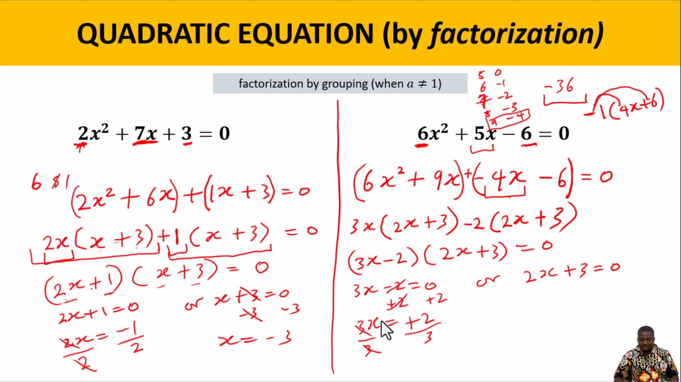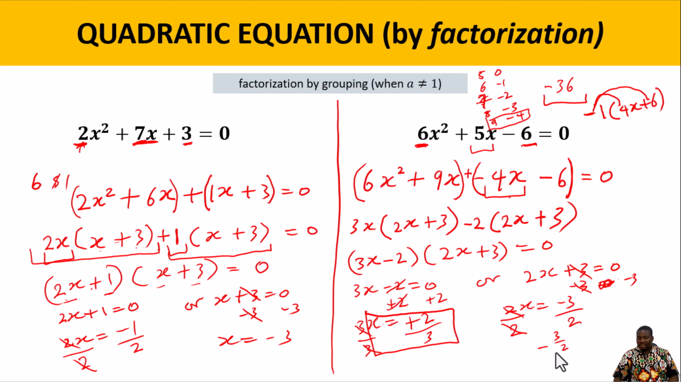So x equals 2 over 3. Can ignore the positive. So here we subtract 3 from both sides. So we have 2x equals negative 3. Then divide that by 2. So we have x equals negative 3 over 2. Or you can write it as negative, then 3 over 2. It's all the same. So x is either 2 over 3 or negative 3 over 2.